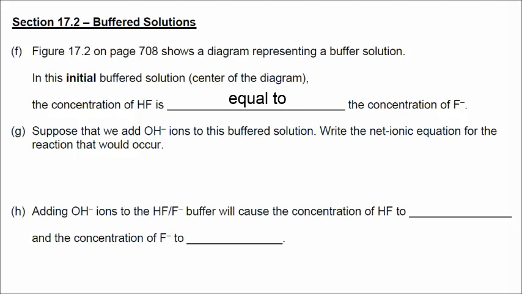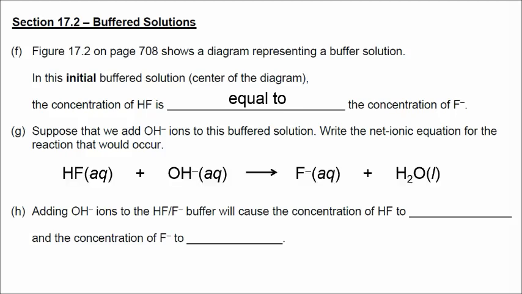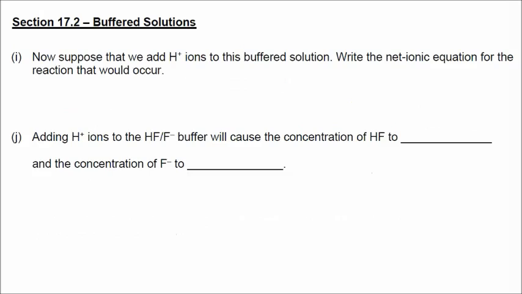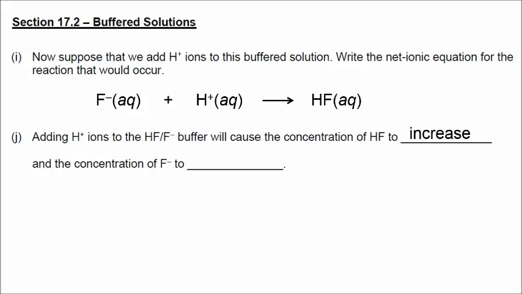If they add a strong base to this buffer solution, the hydroxide reacts with the HF, producing water and fluoride. This will cause the concentration of HF to decrease and the concentration of fluoride to increase. Now, if instead of adding a strong base, we add a strong acid, then the fluoride ions will react with the H+ ions to produce hydrofluoric acid. That will cause the concentration of HF to increase and the concentration of fluoride to decrease.